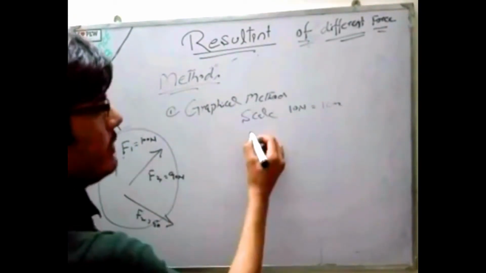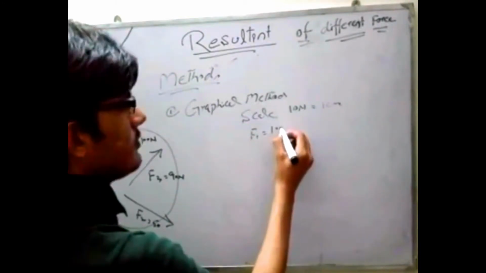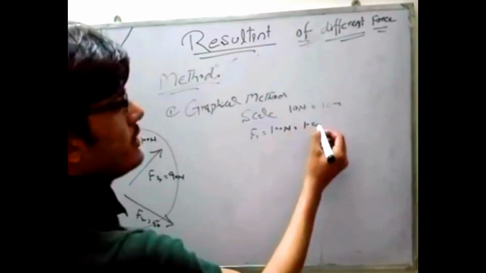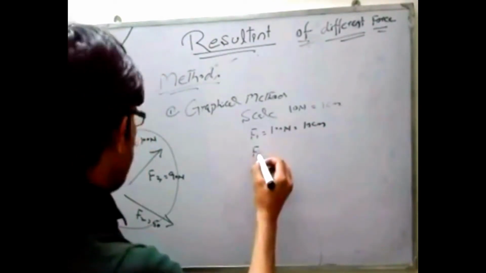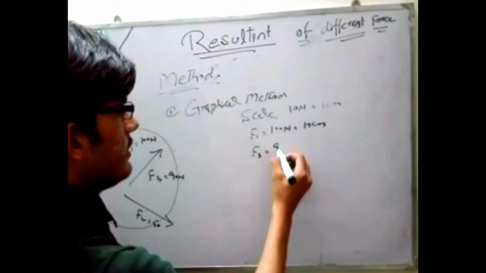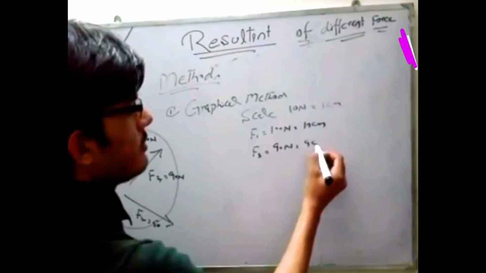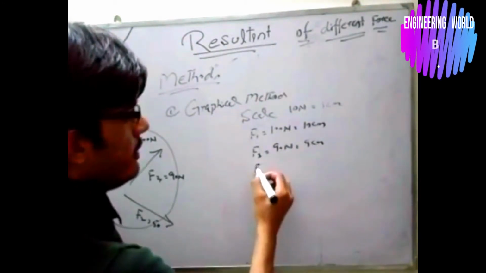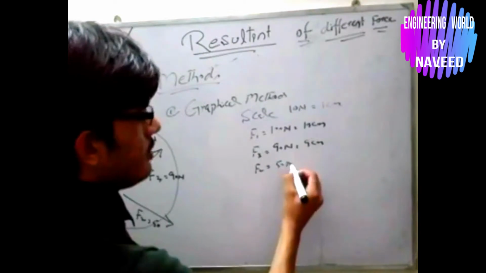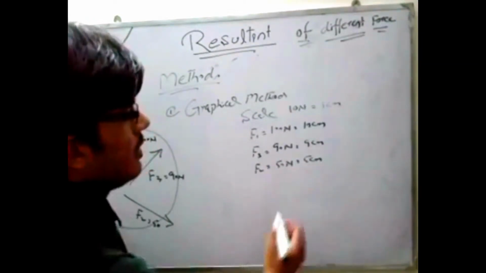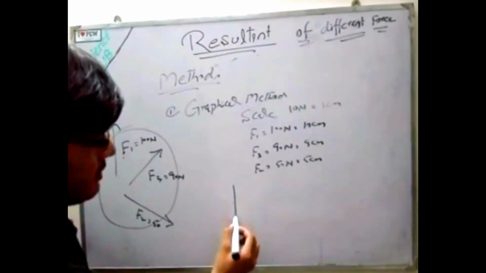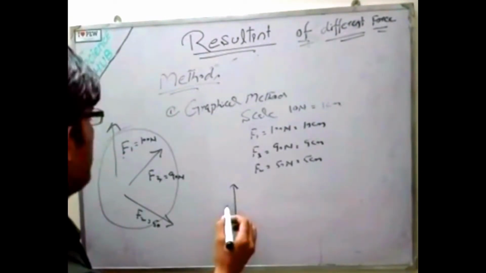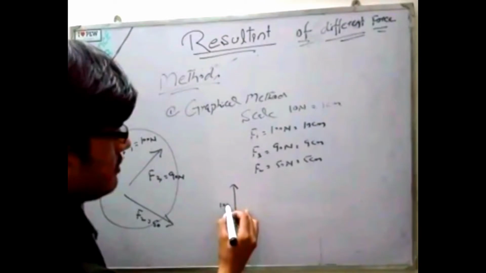So now F1 is 100 Newton, so it will be equal to 10 centimeters. F3 will be equal to 90 Newton, so it will be equal to 9 centimeters. And F2 is 50 Newton, so it will be equal to 5 centimeters. Now to find the resultant of these forces, you draw the F1 force along the y-axis up to 10 centimeters.